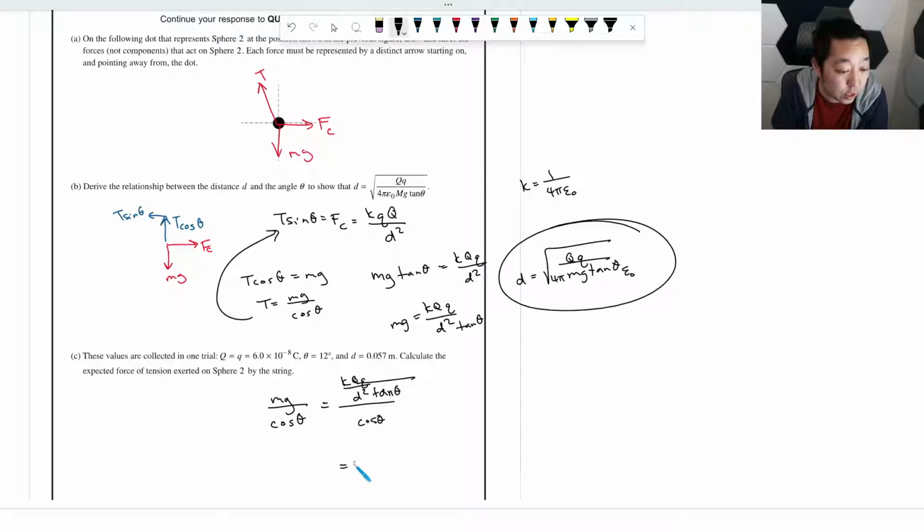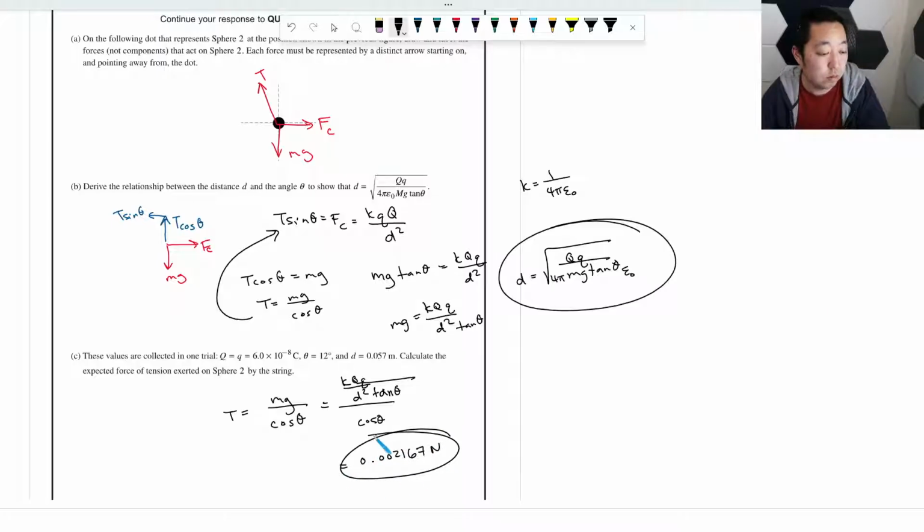The charges are the same. The distance is 0.057 squared, divided by tangent of 12 degrees. And then all of that divided by the cosine of 12 degrees. Oh, I am in radian mode. I should double check I'm in degree mode before I do all these calculations. Okay, so retype that in, divided by cosine of 12 degrees. I get the tension, which is mg over cosine theta, which is 0.002167 newtons. I guess this is a pretty light thing. Must be pretty light, yeah, if you're going to have it repel by that much.